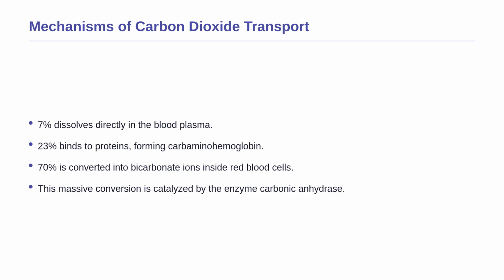Second, about 23% binds to the amino groups of proteins, primarily hemoglobin, forming a compound called carbaminohemoglobin. Finally, the vast majority, about 70%, is converted into bicarbonate ions inside the red blood cells. This massive conversion does not happen on its own. It is rapidly catalyzed by a specialized enzyme called carbonic anhydrase.